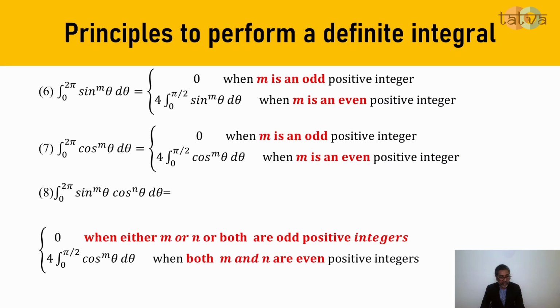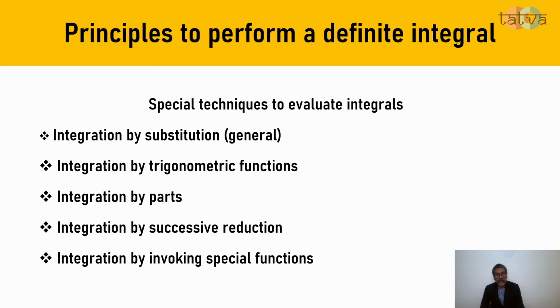But then if you look at the 8th one, where we have sine theta power m and cos theta power n coming as a product from 0 to 2 pi, there are 2 cases. The output will be 0 when either m or n or both of them are odd positive integers. And when both of them are even positive integers, the output will be 4 times the integral from 0 to pi by 2 of sine theta power m and cos theta power n. So these are all the direct principles.